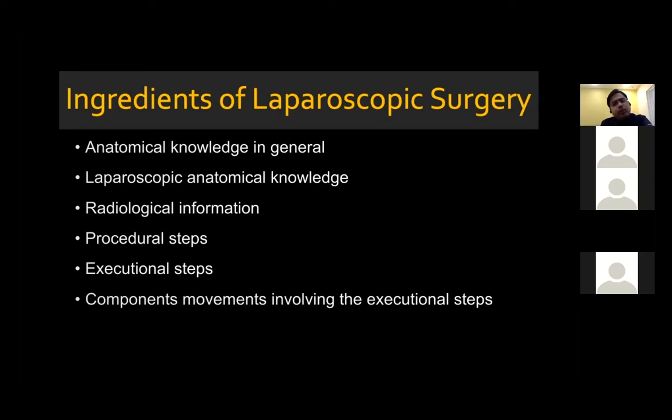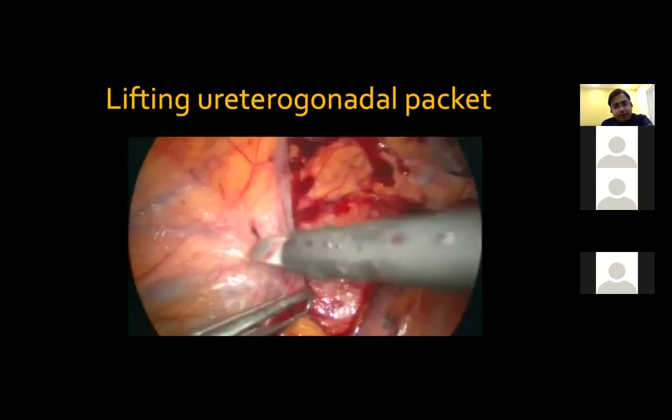Whenever you decide to do a particular procedure, divide it into procedural steps, which all the textbooks will tell you. But the most important thing is to divide each procedural step into tiny executional steps. The smaller the executional steps, the better will be your ability to achieve them. Arrange all these steps in a sequential manner and get started. So let's see an example.